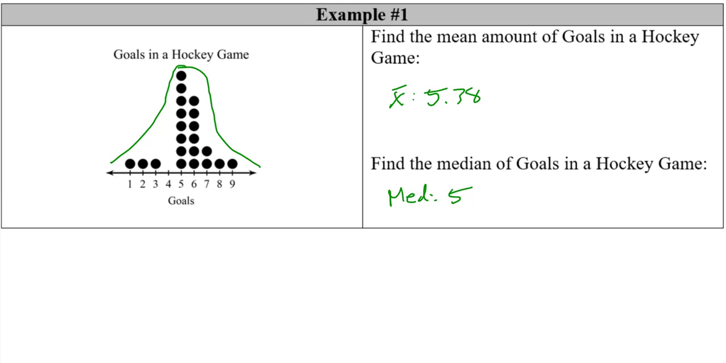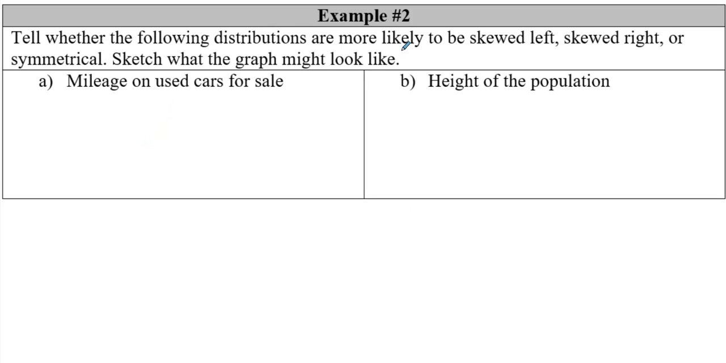All right, so let's take a look at the next example. This says tell whether the following distributions are more likely to be skewed left, skewed right, or symmetrical. So go ahead and pause the video here and take a moment to think of what direction these might be. Maybe sketch them down, and if I came up with something different, then go ahead and change it. But I'll give you a moment, pause the video, and just think about that. All right, welcome back. Hopefully you thought long and hard about it. This first one, I'm going to let you know, is actually a skewed right graph.